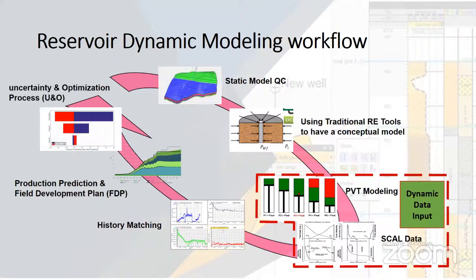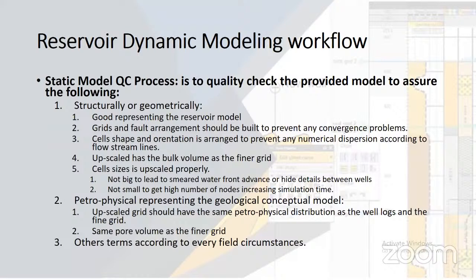Then after production prediction, we will also do uncertainty and optimization analysis. For static modeling, we did the uncertainty mainly on the oil in place. For the dynamic, we will also do uncertainty, but in this case for the cumulative production, reservoir pressure, and so on. First of all, the first step for the dynamic modeling workflow is the static model QC.